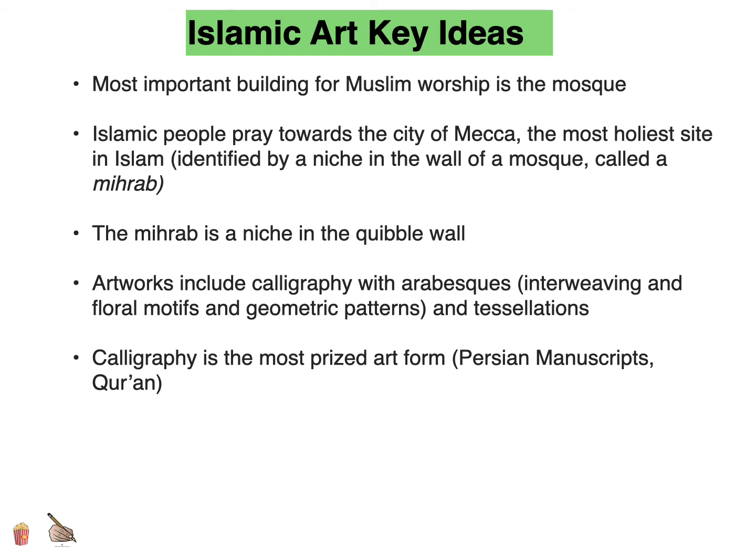The most important building for Muslim worship is the mosque. Islamic people pray toward the city of Mecca, the holiest site in Islam, identified by a niche in the wall of a mosque called a mihrab. The mihrab is a niche in the qibla wall.